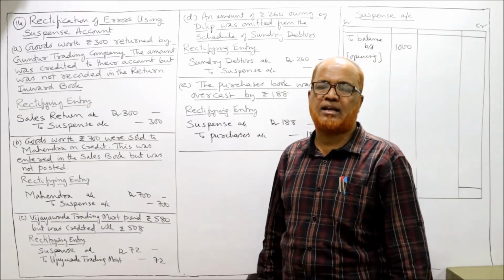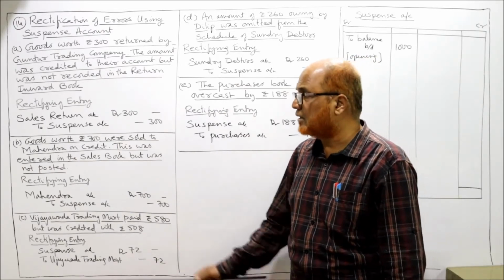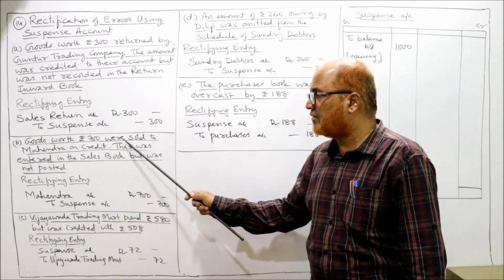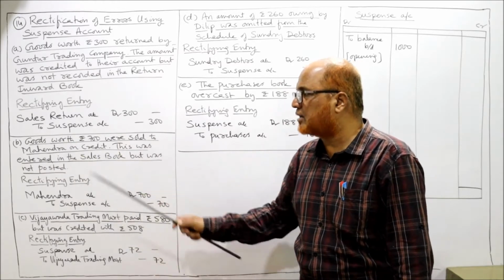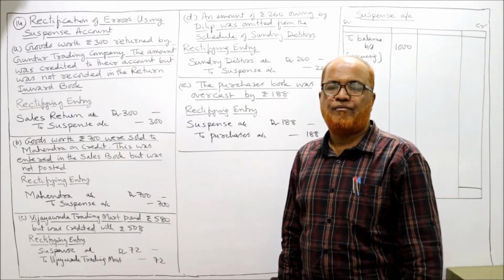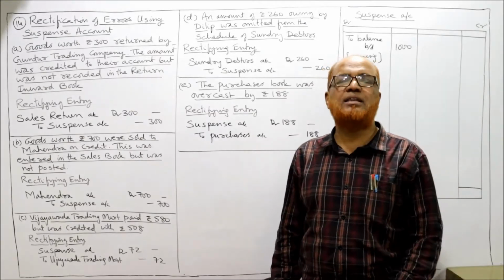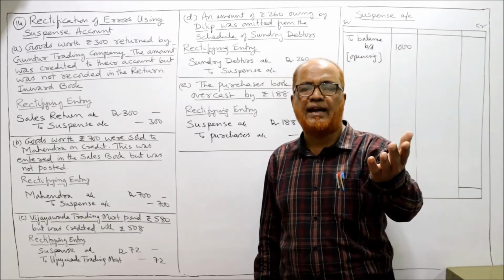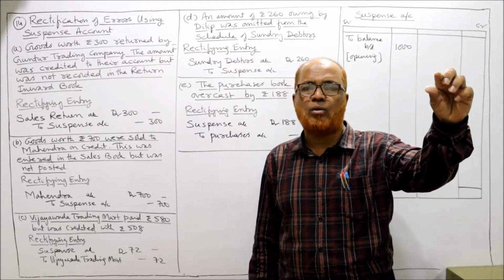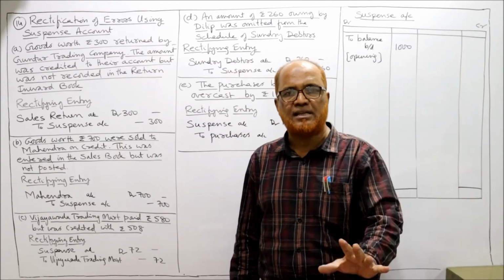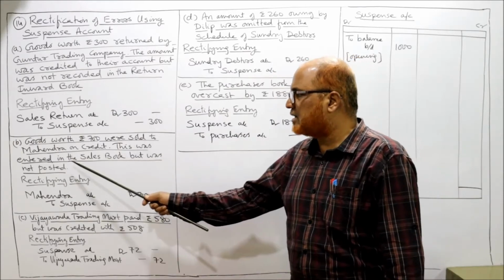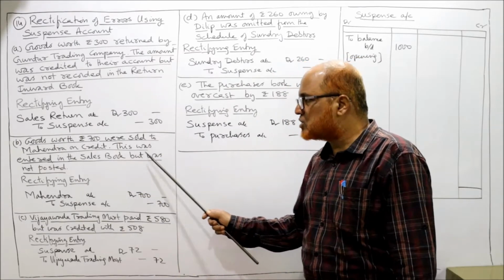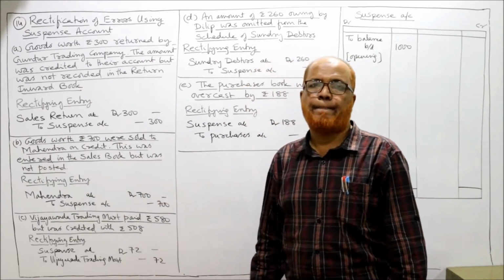First error rectified. Second, goods worth rupees 700 were sold to Mahindra on credit. Goods were sold to Mahindra. Mahindra is our customer. When we sell the goods to Mahindra, the entry will be Mahindra account debtor to sales. That is the correct entry. This was entered in the sales book but was not posted.